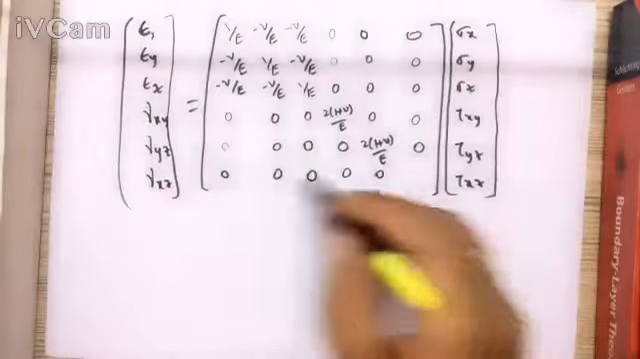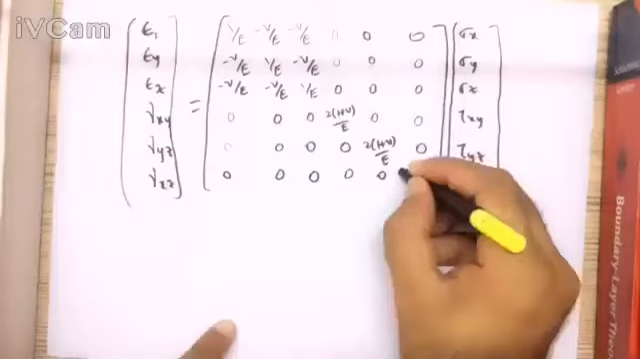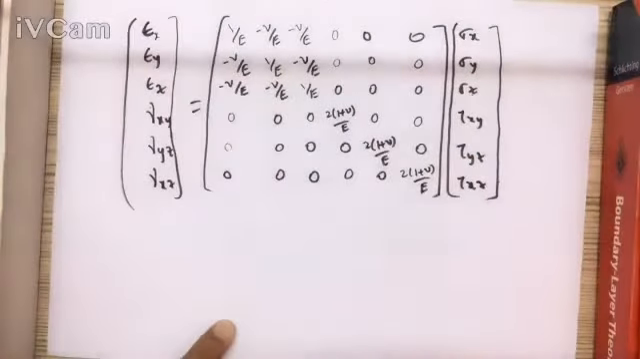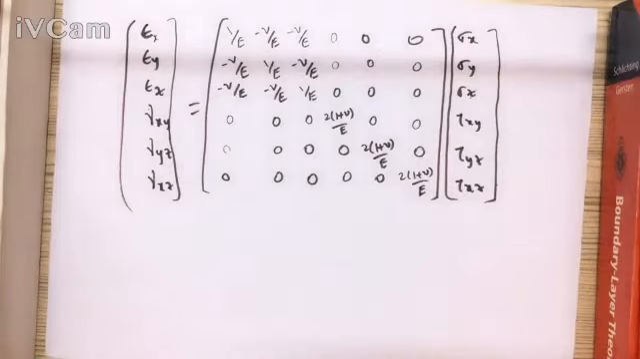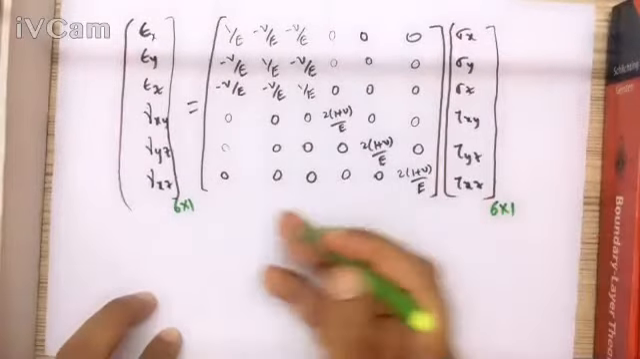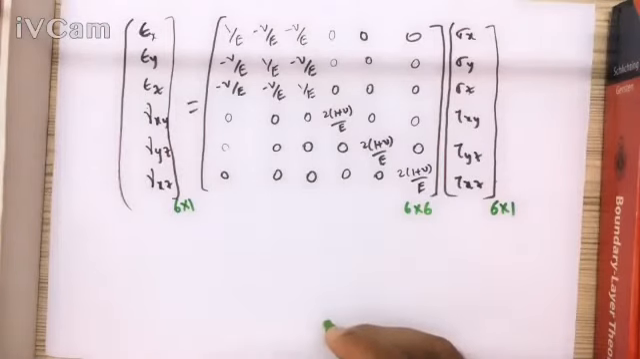What is the coefficient of tau xz in gamma xz? Coefficient of tau xz in gamma xz is 1 by G. 1 by G is 2 into (1 plus nu) by E. Right? So finally, what is this matrix? This is 6 by 1. This is 6 by 1. So obviously, this is 6 by 6.